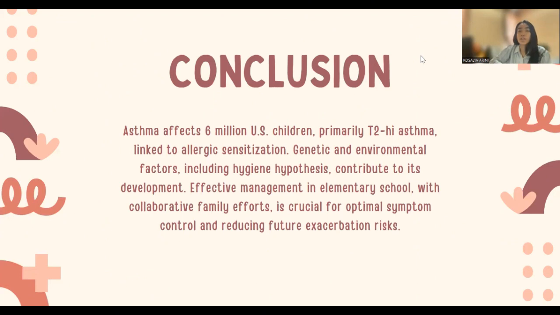Hello, my name is Kosalia Arini, and I'm going to continue the presentation part of this paper, which is the conclusion. So asthma affects around 6 million US children, primarily type 2 and type 1 asthma, linked to allergy, resistance or even genetic and environmental factors, including the hygiene hypothesis, which contribute to its development as well. Effective management in elementary school with collaborative family efforts is crucial for optimal symptom control and reducing future exacerbation risks. And that's all from me.